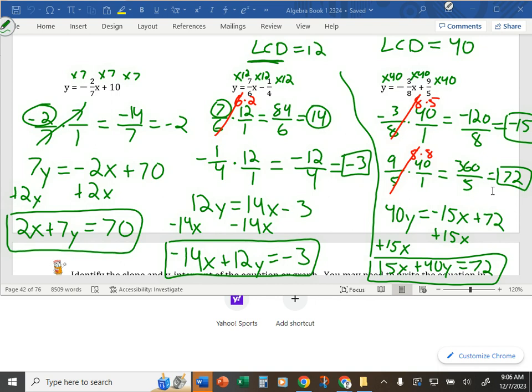How are we doing? Good? Okay. Pretty much lost? Who's pretty much lost? Priya, tell me where. Where did I lose you? Like everywhere. Do you understand why we multiply by 40? Yeah. Okay. Do you understand why negative 3/8 times 40 brings us to negative 15? Okay. 9/5 times 40 equals 72. You're good there? Okay. So do you see where we got this equation from? Yeah. Okay. Do you see why we added 15x to both sides? Yeah. Okay. I'm lost where you're lost.